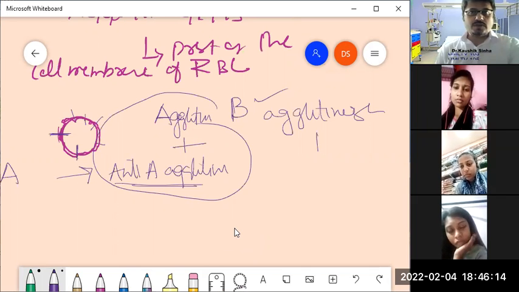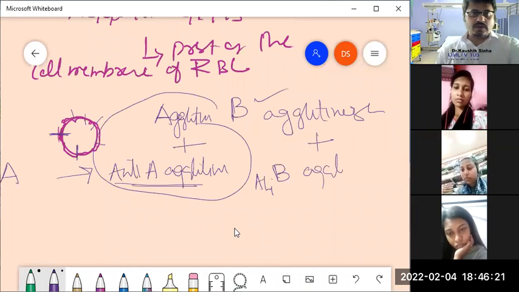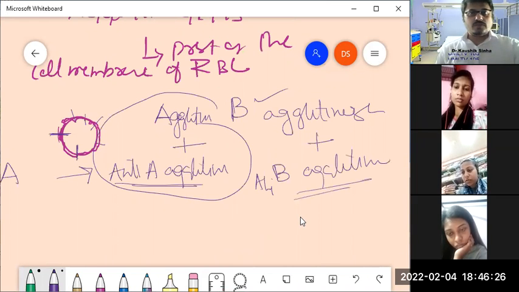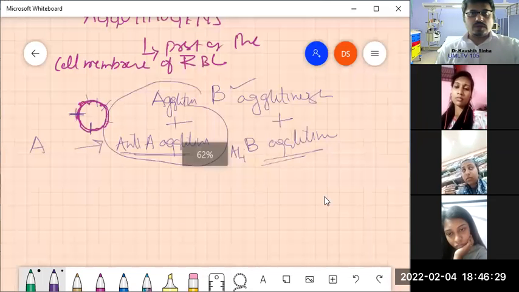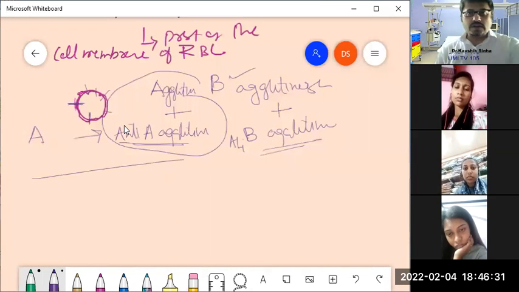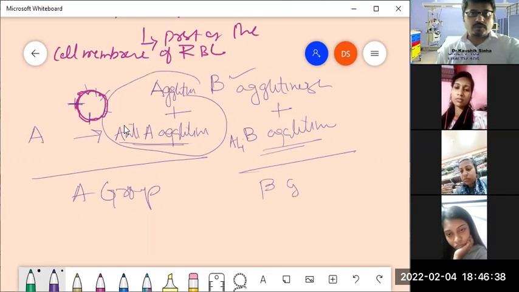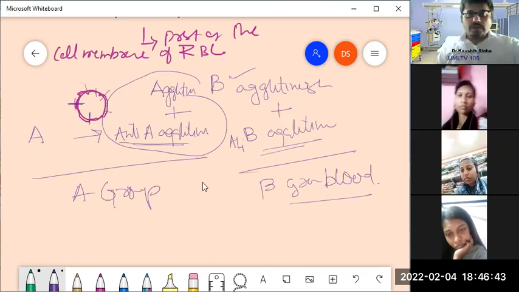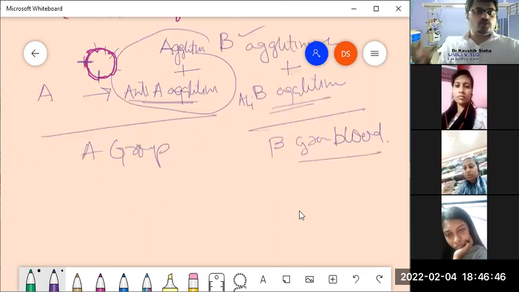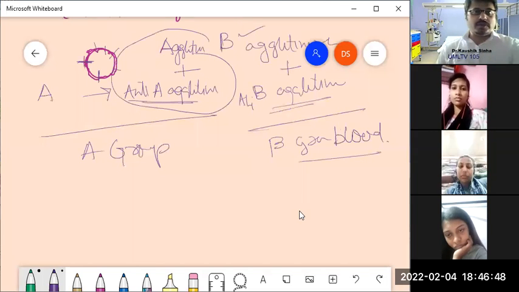and in addition to that, there is anti-B agglutinin. So now this entire thing is an A group blood, and the other here is a B group blood. What will happen if these two groups get mixed? Duto group ke jodi if we are mixing kore di, so what is the result?